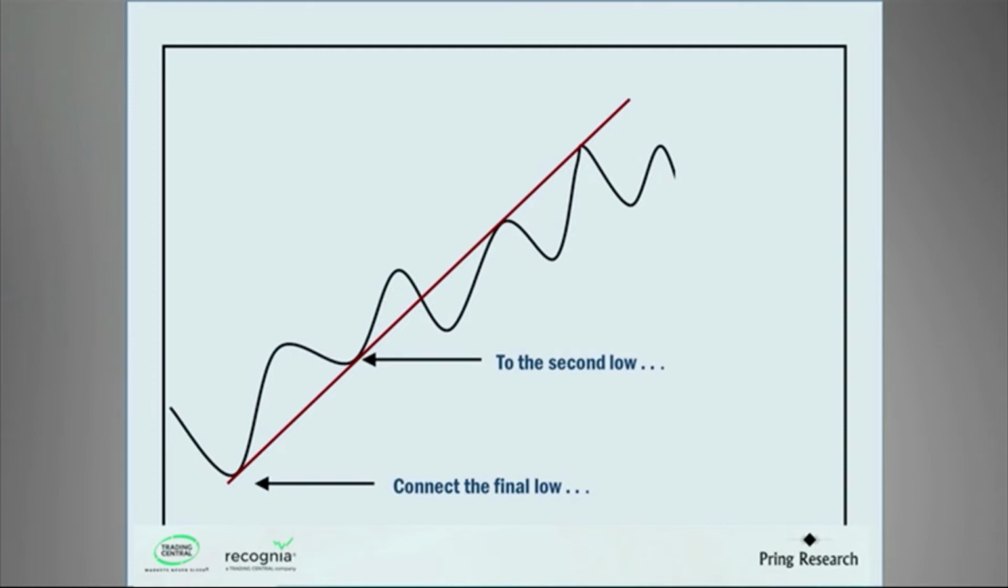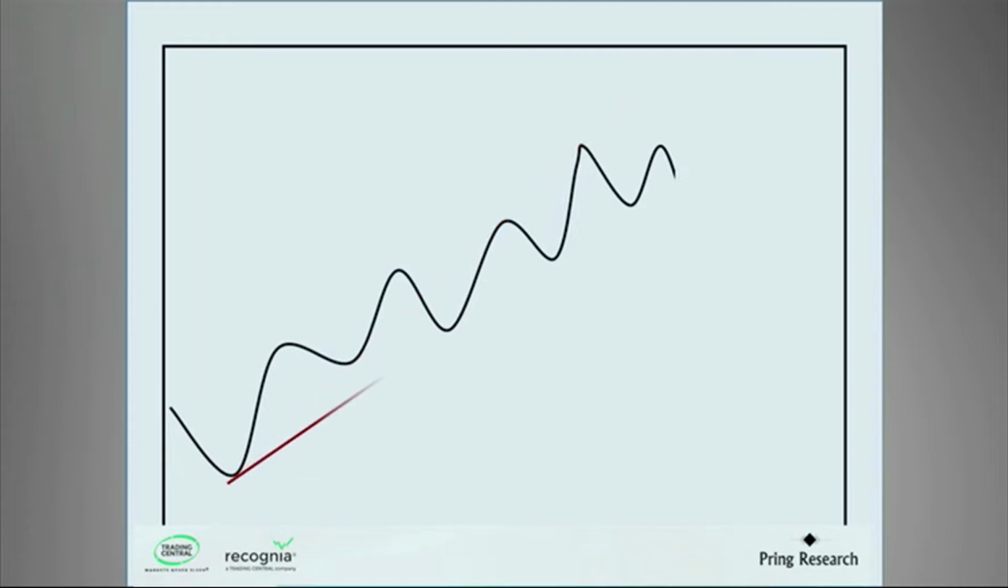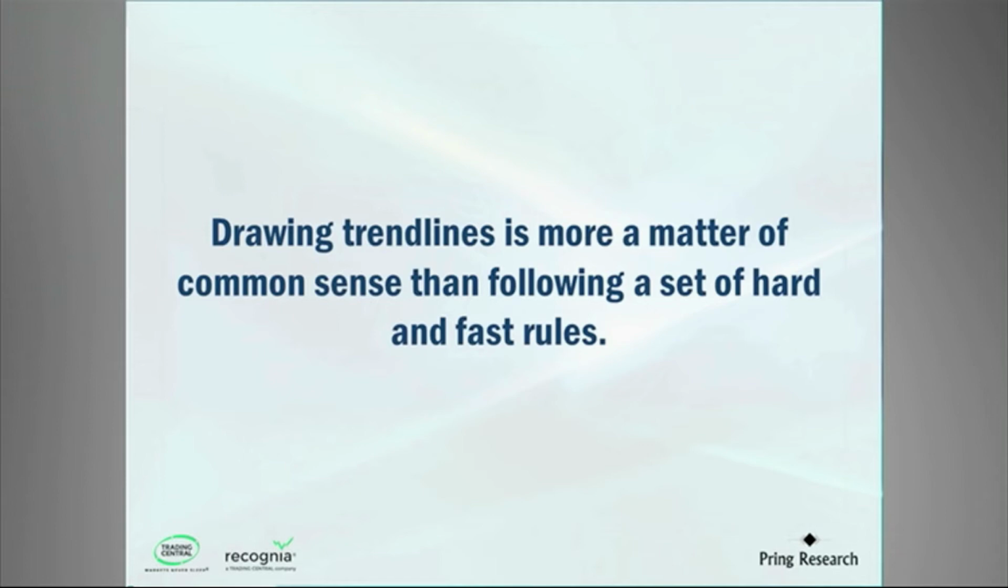In such situations, it's better to redraw the line as the price moves up. It is obviously a better reflection of the underlying trend, and that is precisely what we're after. This is called a secondary trend line. Since trends can be sideways, it also follows that trend lines can be drawn horizontally. It's also important to understand at this point that drawing trend lines is more a matter of common sense rather than following a set of hard and fast rules.